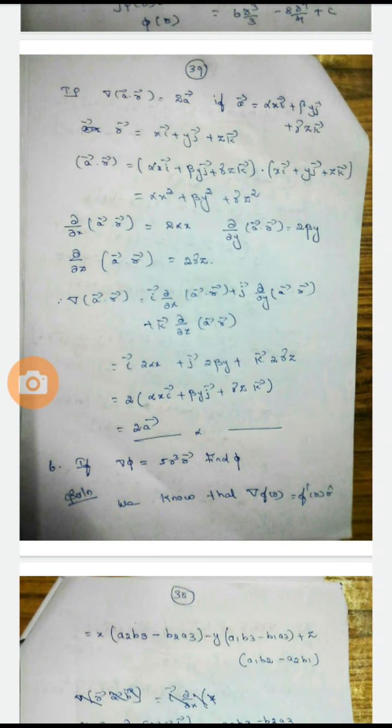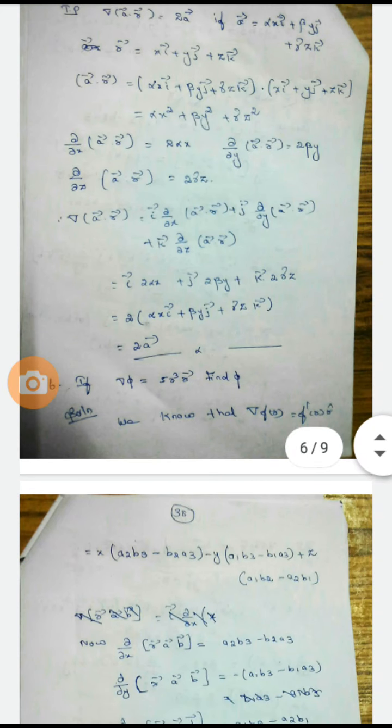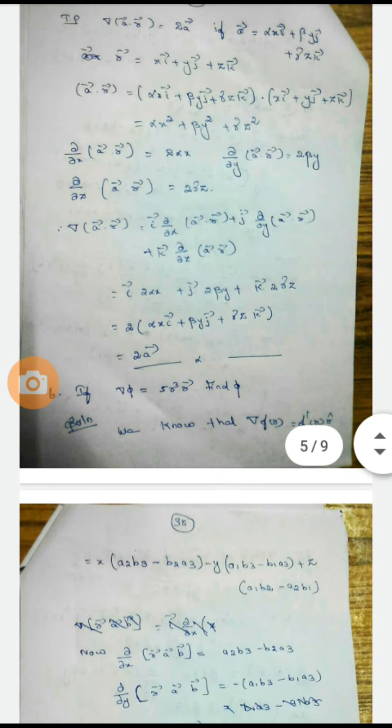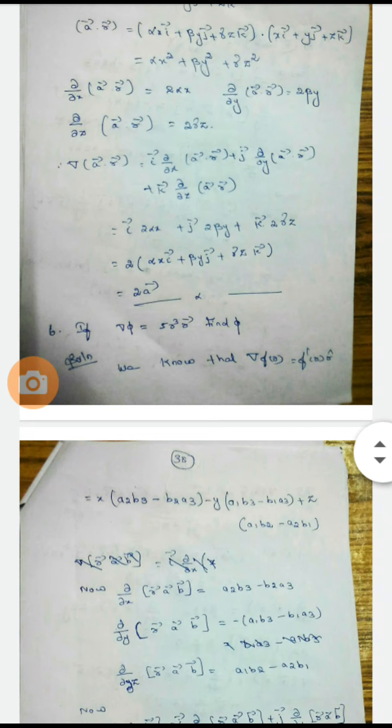Then you find dou by dou x of A vector dot R vector, like that dou by dou y, dou by dou z. Then you write the formula for del of A vector dot R vector. So we get 2 alpha x i vector plus j into 2 beta y plus k into 2 gamma z. 2 is taken outside. The remaining value is A vector.